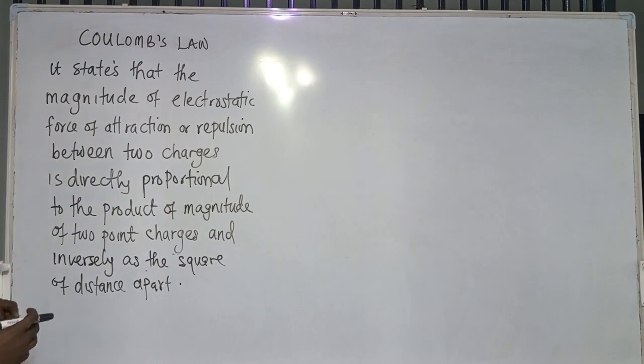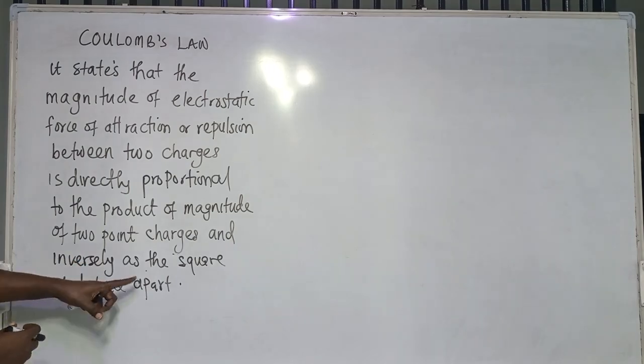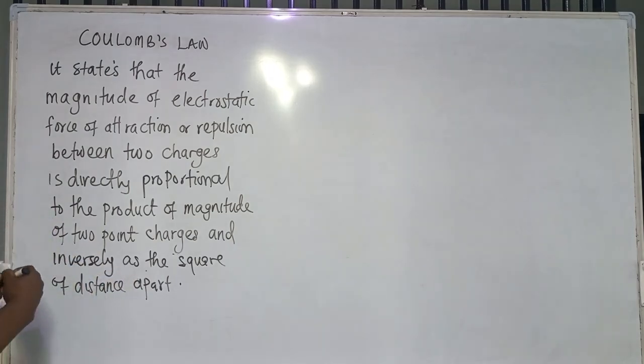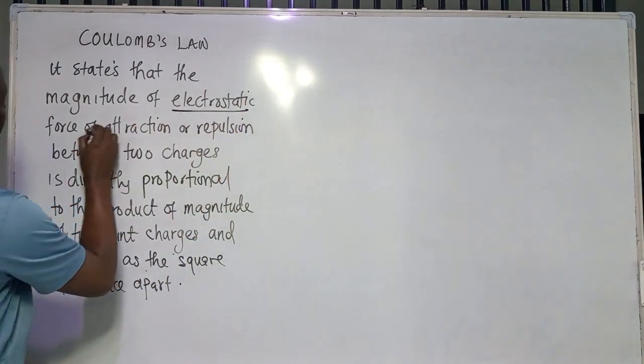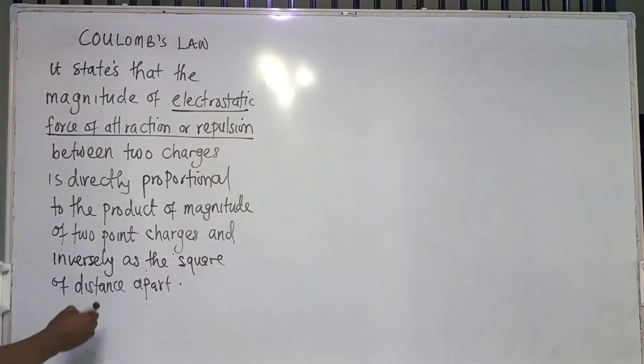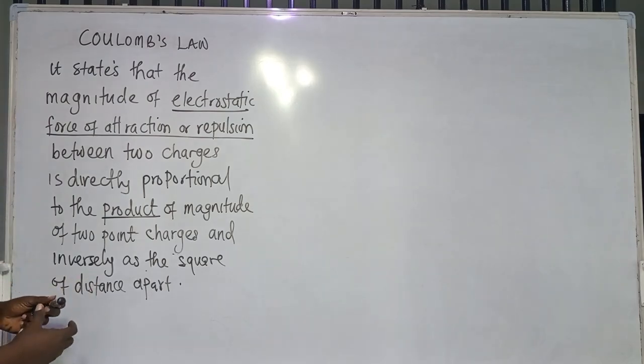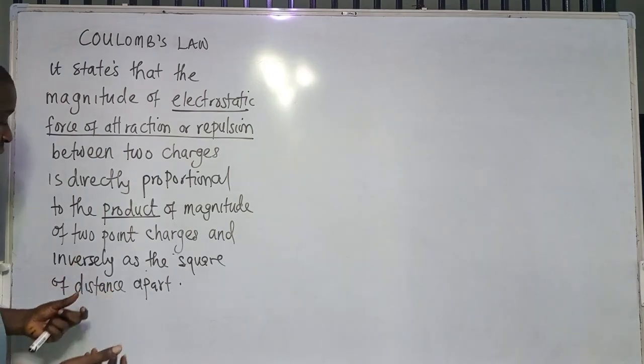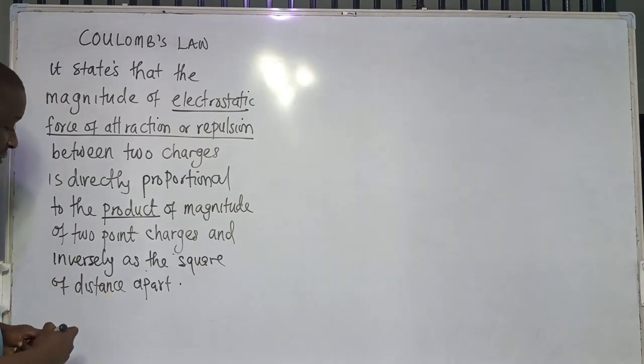Now, this is the law that the man stated in 1785. What he was saying emphatically was that the force of attraction or repulsion between two charges is directly proportional to the product of the magnitude of the two point charges, and inversely as the square of the distance apart. That means the square of their distance apart.